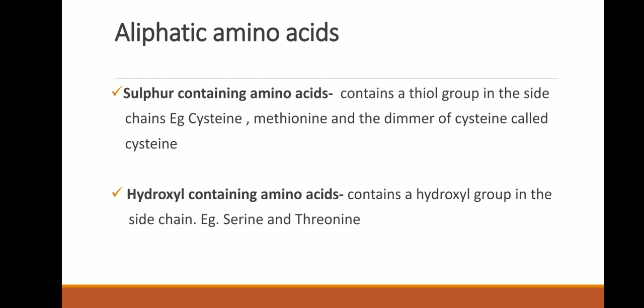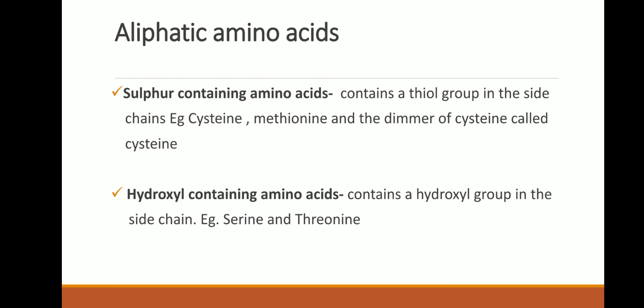So we are classifying these amino acids based on the chemical nature of the side chain. We are classifying these amino acids into three: aliphatic amino acids, aromatic amino acids, heterocyclic amino acids. Aliphatic amino acids are again divided into 5 types. That finished. The next is aromatic amino acids. Aromatic amino acids contain an aromatic side ring and are neutral.